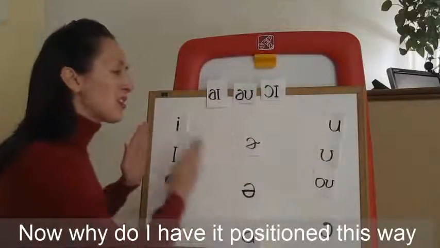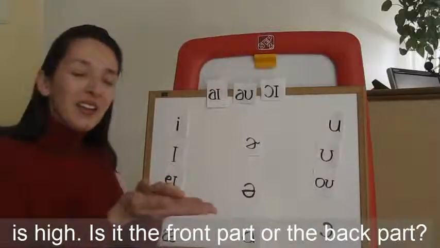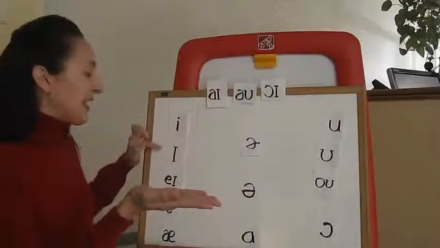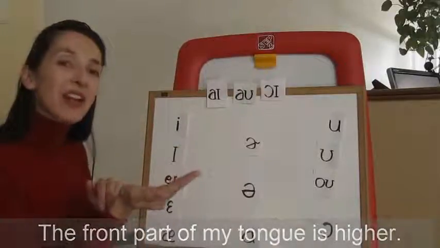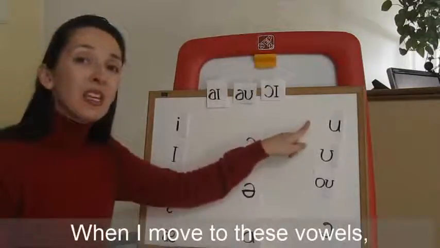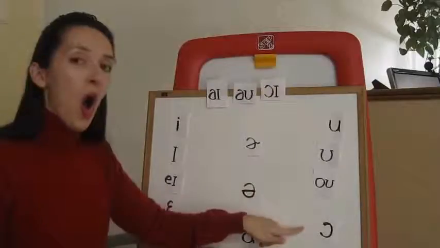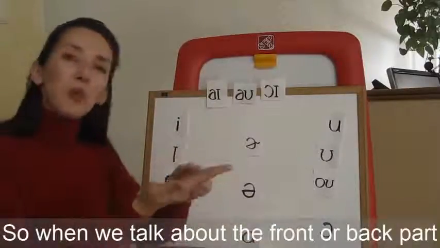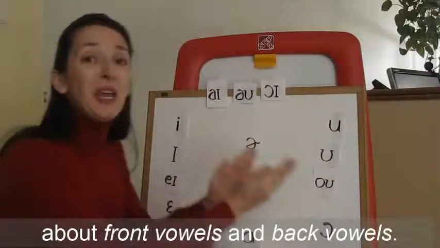Now, why do I have it positioned this way with these groups? This has to do with which part of our tongue is high. Is it the front part or the back part? Think about it. Ee, ih, ay, eh, a. The front part of my tongue is higher. When I move to these vowels, the back part of my tongue is higher. Oo, oh, ah. So when we talk about the front or back part of our tongue being highest, we can talk about front vowels and back vowels.